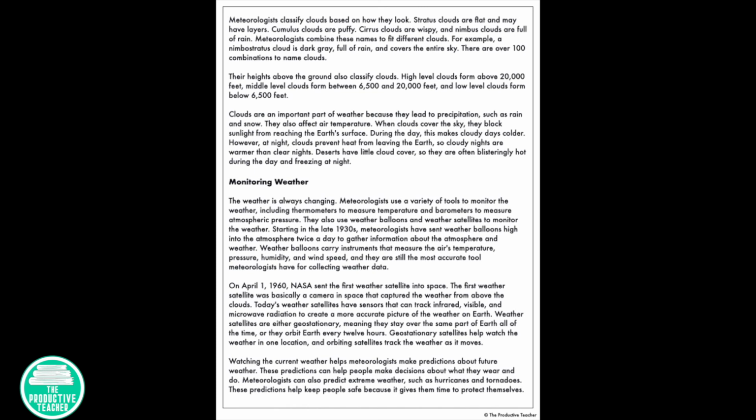Today's weather satellites have sensors that can track infrared, visible, and microwave radiation to create a more accurate picture of the weather on Earth. Weather satellites are either geostationary, meaning they stay over the same part of the Earth all of the time, or they orbit Earth every 12 hours. Geostationary satellites help watch the weather in one location, and orbiting satellites track the weather as it moves.